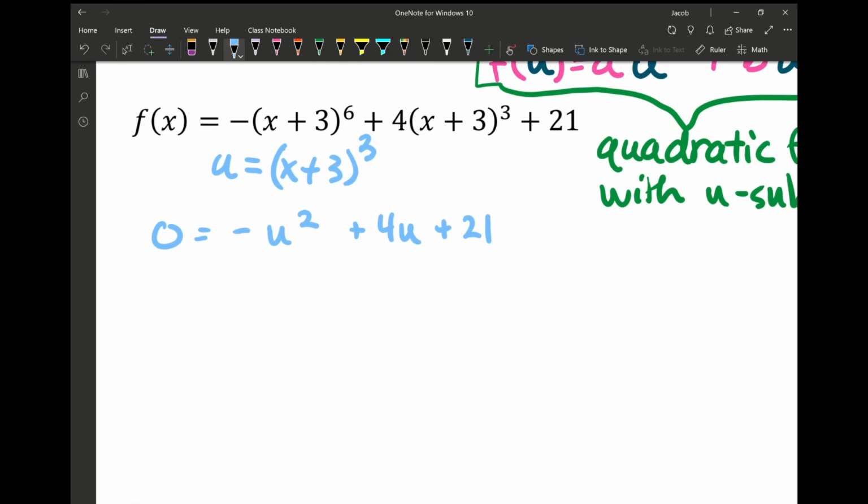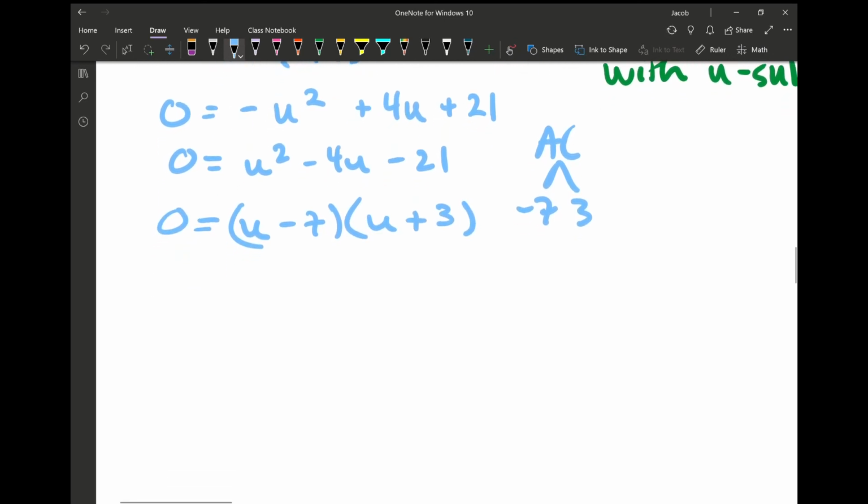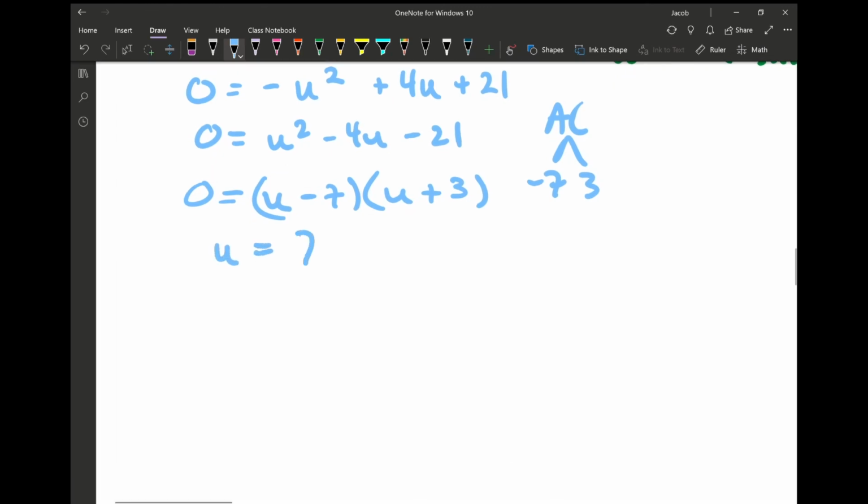And then factoring this, it's not so bad. Factor out a negative, that goes away. So we have u squared minus 4u minus 21. The AC method is saying we've got 7 and 3, so negative 7 and 3. So u minus 7 and u plus 3 equals 0. Factoring this isn't so bad. u is equal to 7 and u is equal to negative 3.